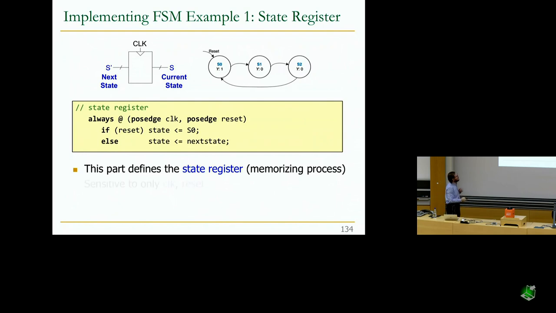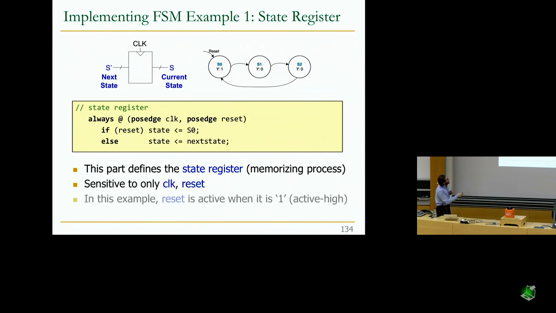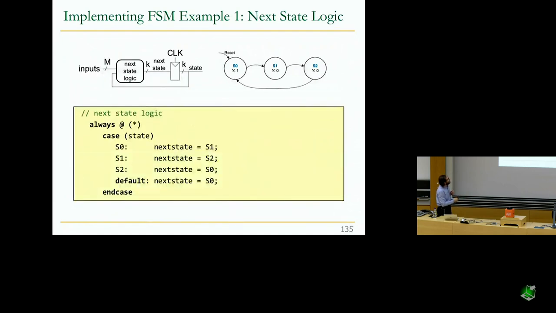This part defines a state register, sensitive to only clock and reset. Okay, we've already covered the reset. Okay, this is the interesting case. Basically, this is our next state logic. Next state logic looks like this. The next state gets S1 if we're in S0. If we're in S1, next state gets S2. If we're in S2, next state gets S0. Otherwise, next state is equal to S0, right?